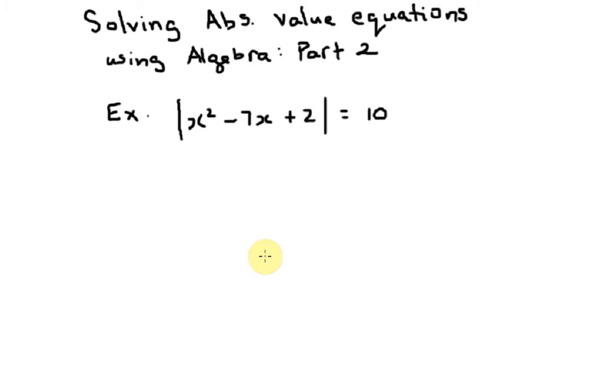Okay, we're looking at solving absolute value equations using algebra, and this is part 2, a little bit more complicated and mostly kind of quadratic equations that are involved. So I'm going to do 2 examples.